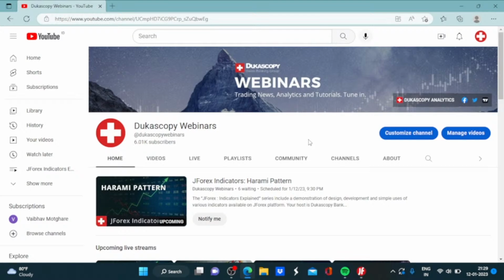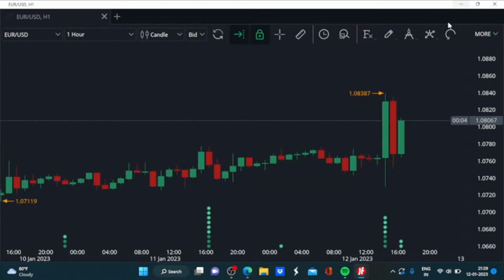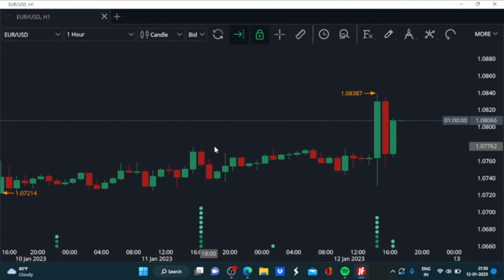So this is your host Vaibhav, and let's now head to JForex, the newly released trading platform from Dukascopy Bank SA, to see how we can utilize this particular formation to take advantage of the market developments.